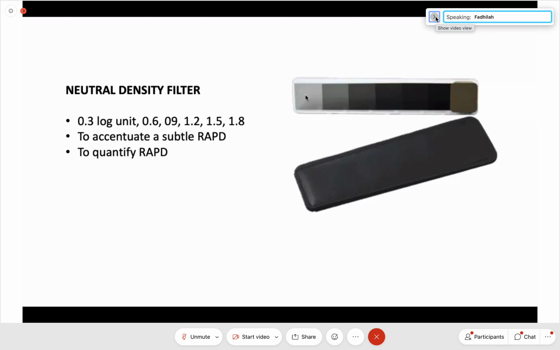Now, how do you quantify RAPD? To quantify the amount of RAPD to get the equivalent grading in 1+ or 2+ or 3+, you put it before the normal eye. So let's say the right eye has got RAPD, you put it before the left eye and you do swinging test and you increase the density filter until the RAPD is neutralized.